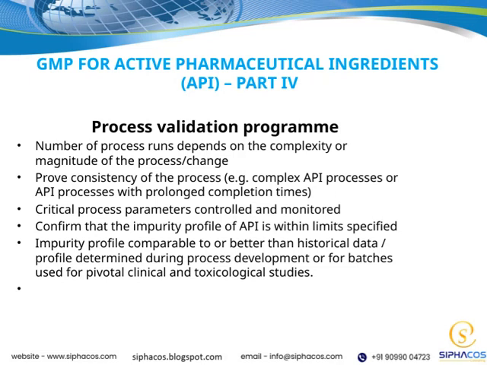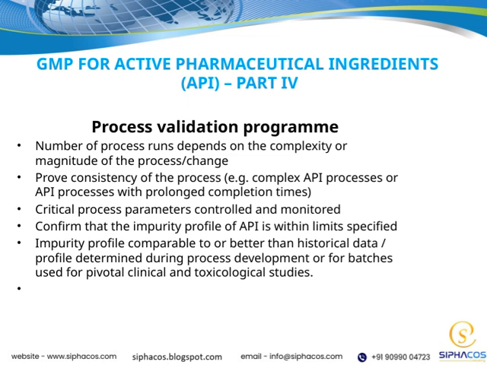Let's talk about the process validation program. The number of process runs we need to perform really depends on how complex or significant the change is. For example, if we're working with complex API processes or those with longer completion times, we need to demonstrate consistency across multiple runs. This helps us ensure that the process is reliable and reproducible. Key to this is controlling and monitoring critical process parameters throughout the validation. We want to confirm that these parameters stay within predefined limits to maintain product quality.